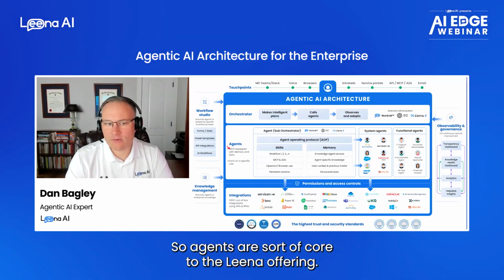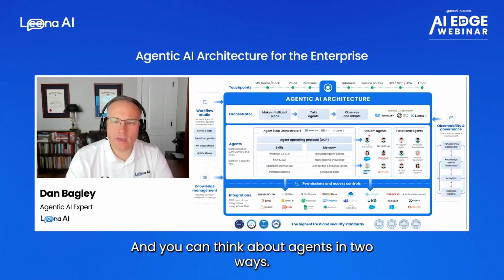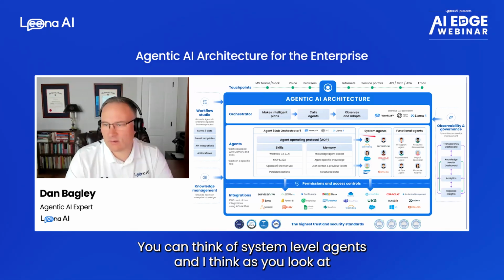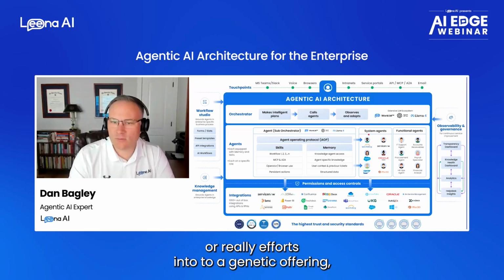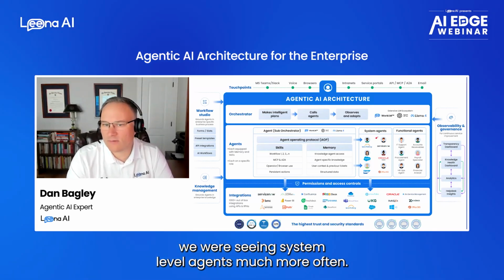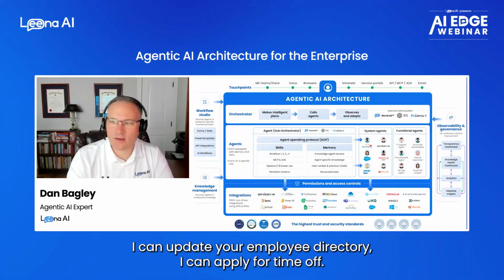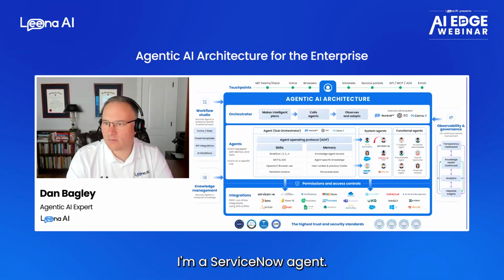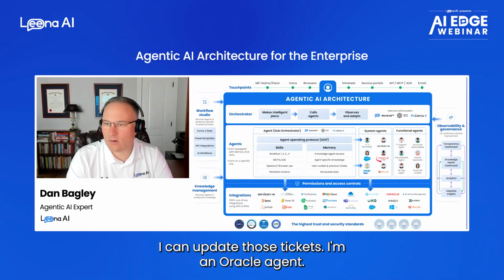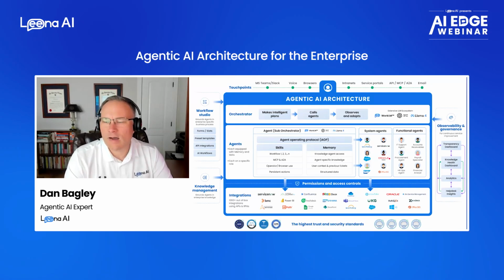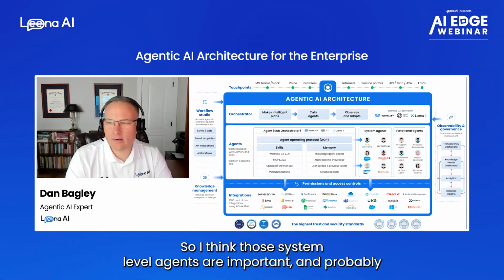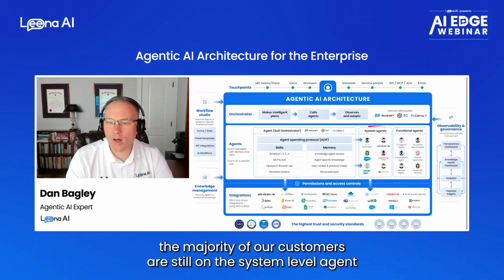So let's talk about agents. Agents are sort of core to the Leena offering. And you can think of agents in two ways. You can think of system level agents. As you look at early efforts into agentic offering, we were seeing system level agents much more often. So this could be, I am a Workday agent. I can update your employee directory. I can apply for time off. I can see job change requests. I'm a ServiceNow agent. I can update and close tickets. I'm an Oracle agent. I can interact with procurement offerings and ERP offerings. So I think those system level agents are important, and probably the majority of our customers are still on the system level agent perspective.